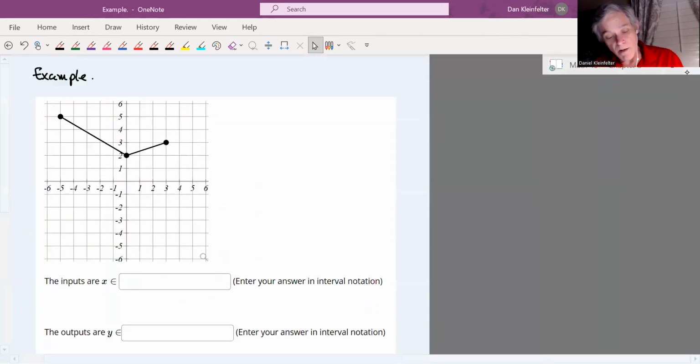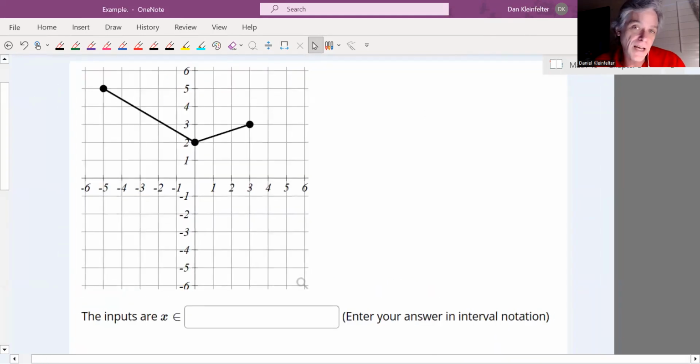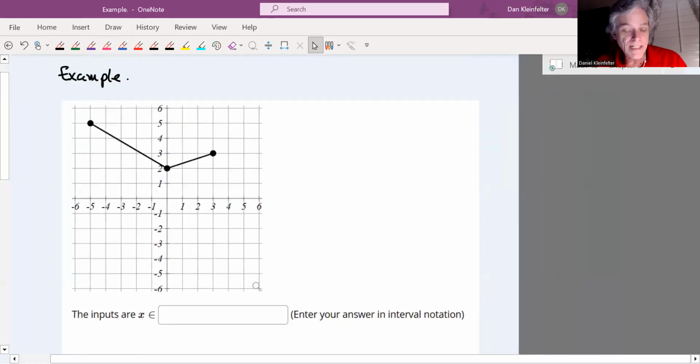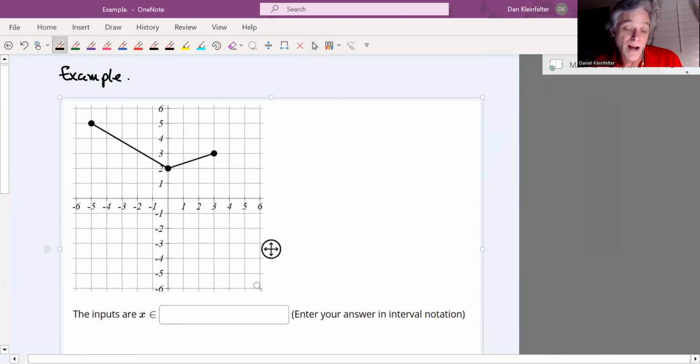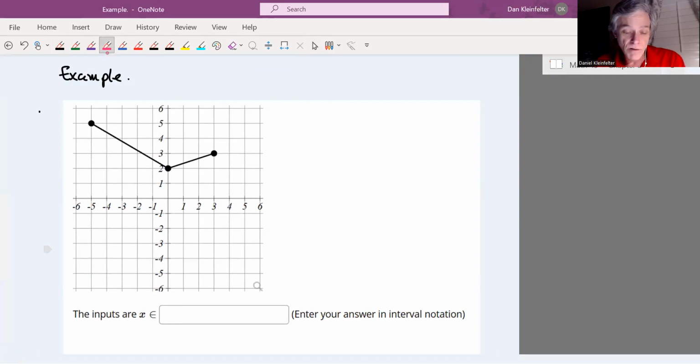For the next part, I wanted to do an example where we look at the graph of a function and we consider what the domain and range are. So this is an example of a function whose graph consists of 2 straight line segments. Just to make sure, if you were to pass any vertical line through the graph, it's only going to cut through the graph only one time. So it is the graph of a function.